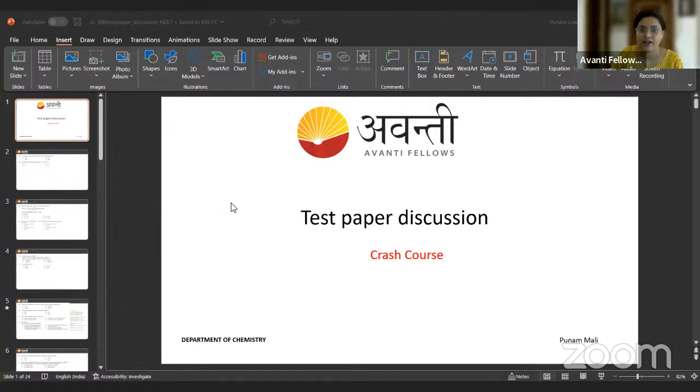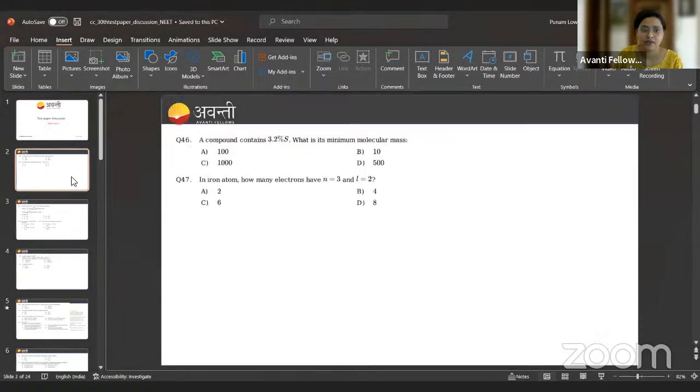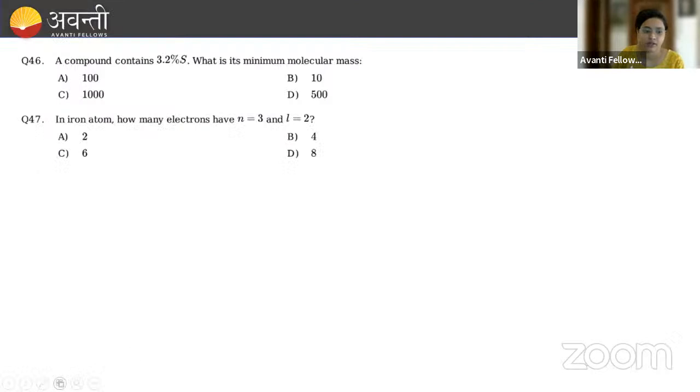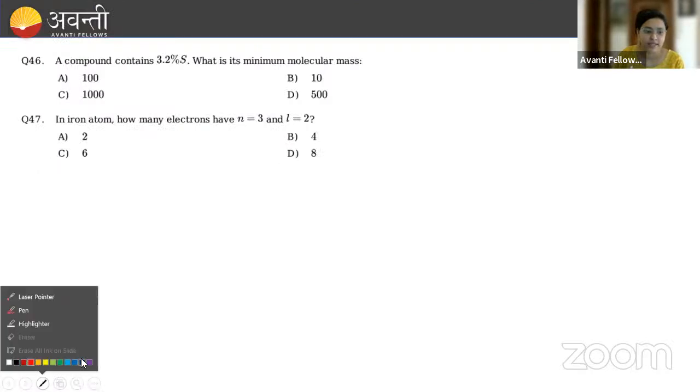Now let's start with today's discussion. The first question is very, very simple. What is the formula for minimum molecular mass? Let's make it big. You can see the screen, I've shared the screen.